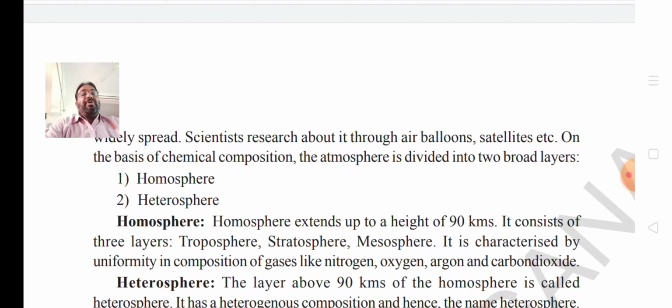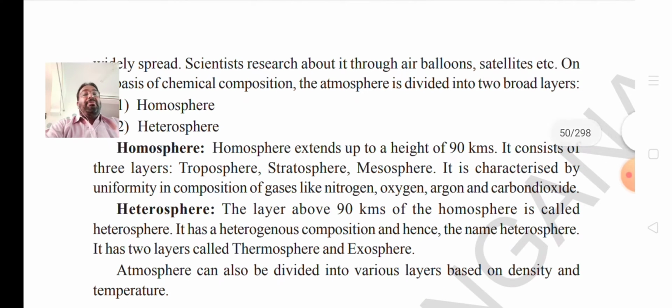Homosphere extends up to a height of 90 kilometers. It consists of three layers known as troposphere, stratosphere, and mesosphere. It's characterized by uniformity of composition of gases like nitrogen, oxygen, argon, and carbon dioxide.